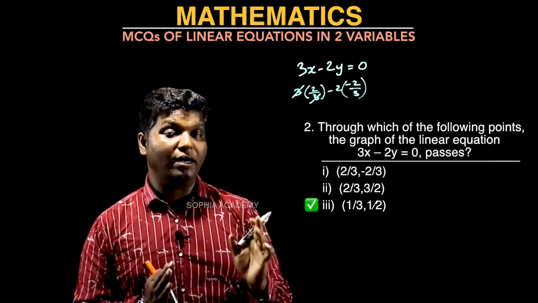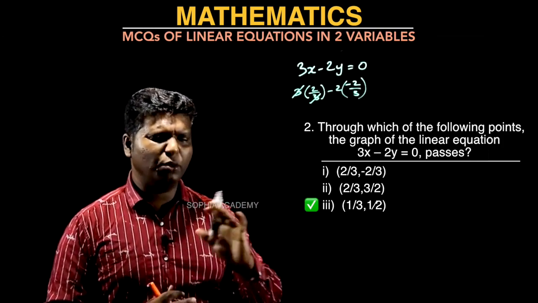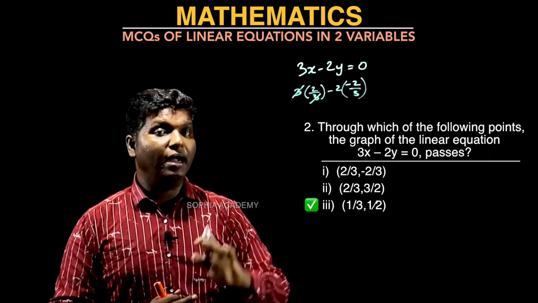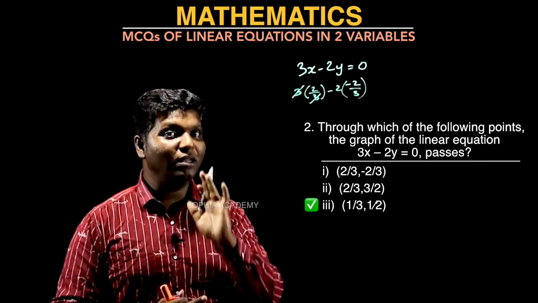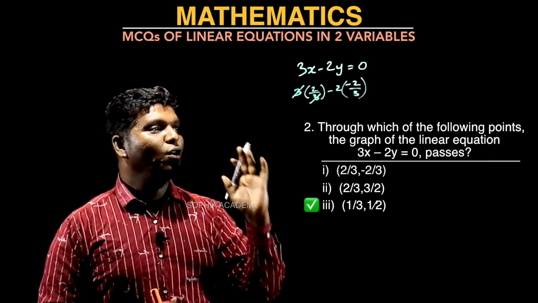So this is the way how to understand the question, how to get into the question, and how to choose the right answer. There is no need to do and see everything, because if you got the idea behind this very fast, you will be able to solve the given problem. So that's the answer. Option number 3 is the answer, 1 by 3, 1 by 2.